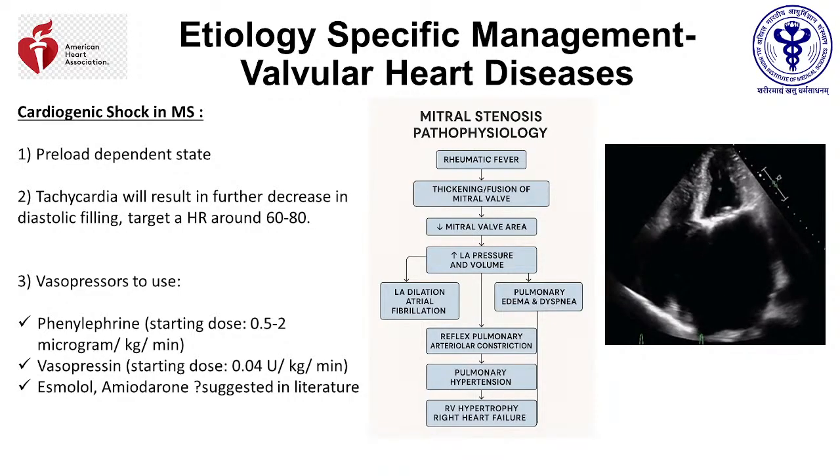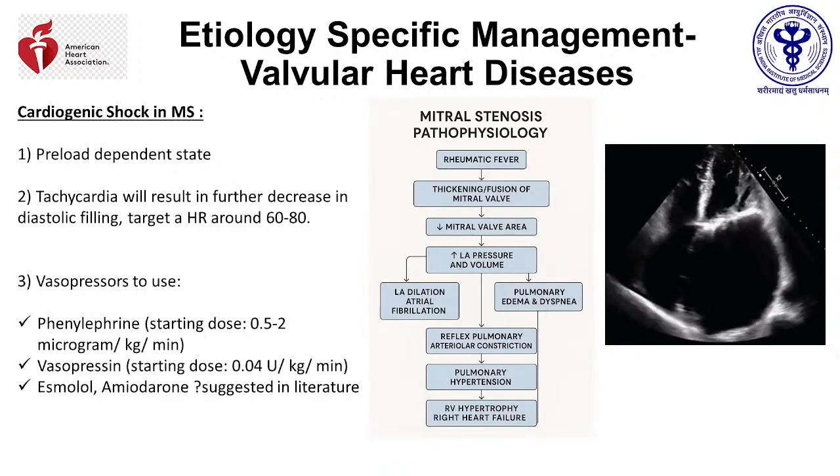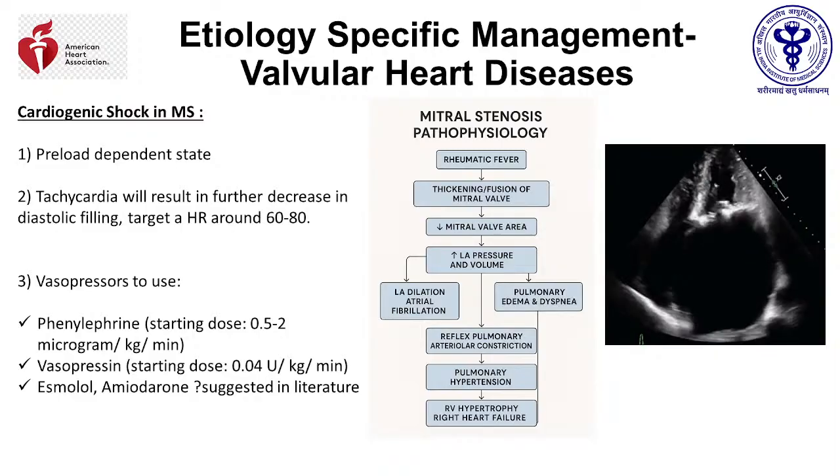Now if the patient has pulmonary artery hypertension and TR, which we can identify by having a TR, then the better drug to start will be vasopressin, obviously because it has a pulmonary vasodilation effect. Esmolol and amiodarone have also been suggested in the literature.